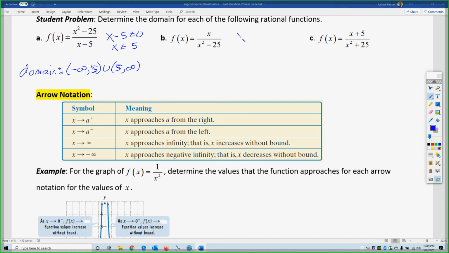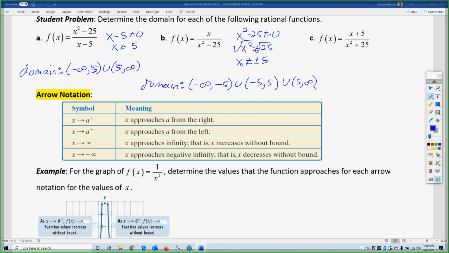Next one, x squared minus 25 cannot be 0. So x squared cannot be 25. If I square root both sides, x cannot be plus or minus 5. So I have two gaps in my domain. So my domain is negative infinity to negative 5, union negative 5 to 5, union 5 to infinity. Again, remember, least to greatest is how you write domain and range.